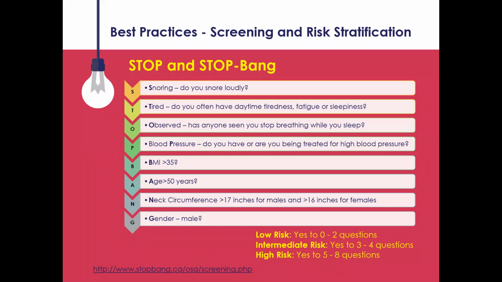So for example, when you ask, do you snore loudly? Some people may say, well, I don't know, I don't hear myself. So really it's if they're loud enough to be heard through closed doors, or perhaps the bed partner elbows you for snoring at night.